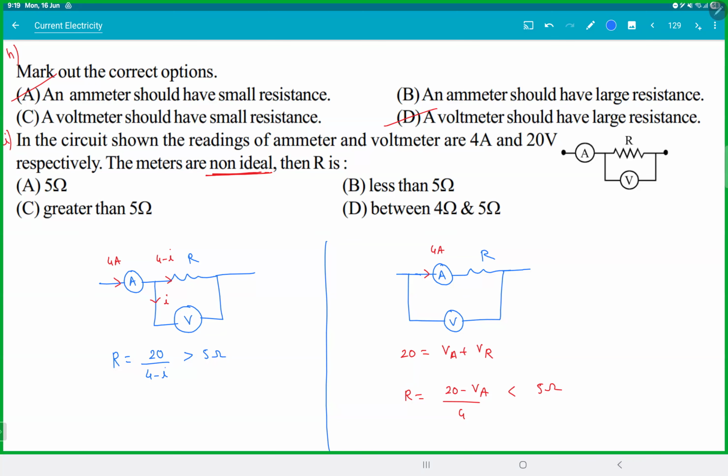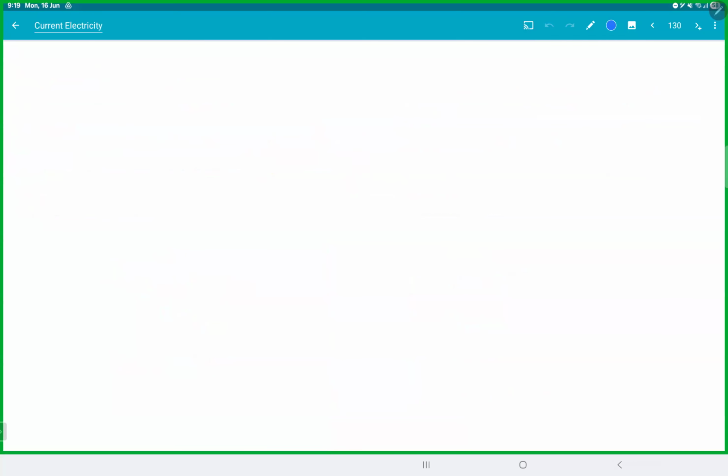Is this clear, everyone? Then the next thing is a meter bridge. So a meter bridge is used to measure resistances. Again, the concept is simple, but there are some pretty good theoretical points on this. So a meter bridge is used to measure unknown resistance using the principle of Wheatstone bridge.